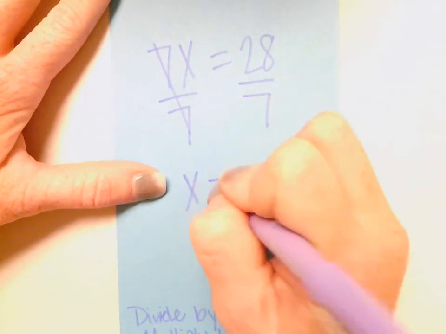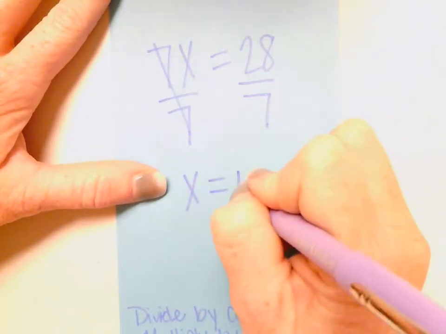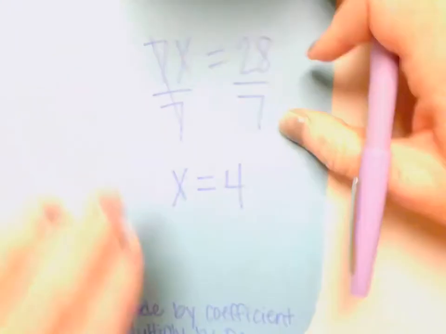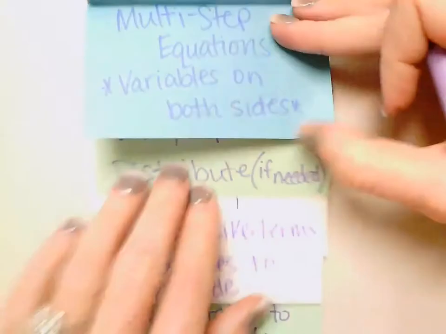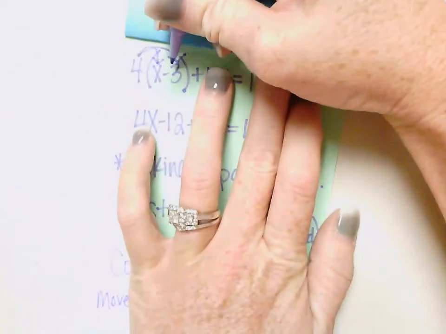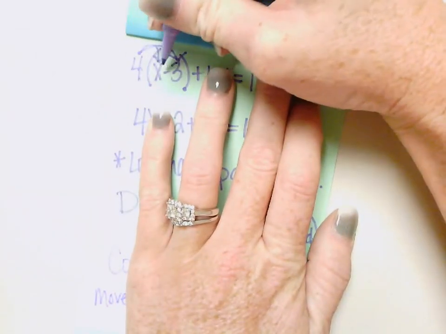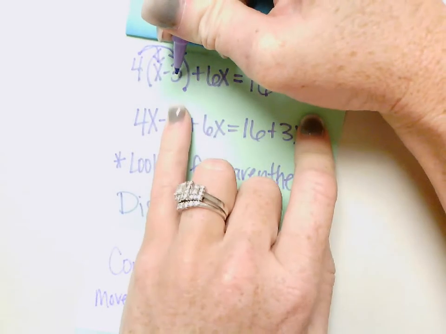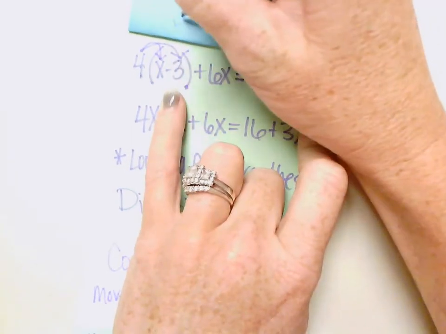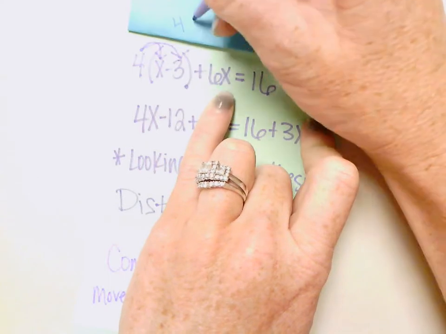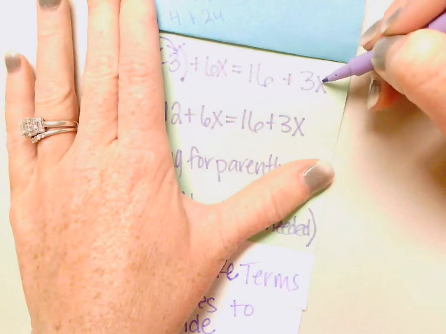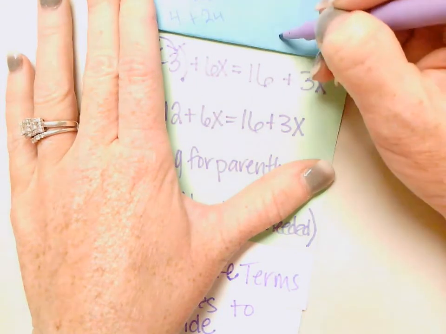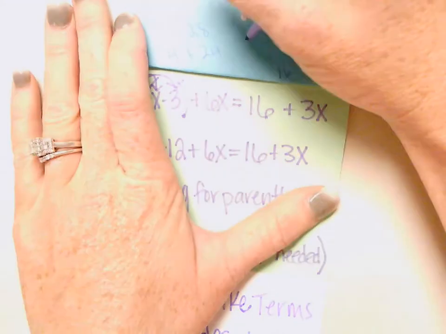So x equals 4. Now if I take this number and I plug it back into the original problem, so 4 minus 3 is 1. 4 times 1 is 4. So this would be 4 right here. 6 times 4 is 24. So this side is 28. 3 times 4 is 12. Plus 16 is 28. So the 28 equals the 28.